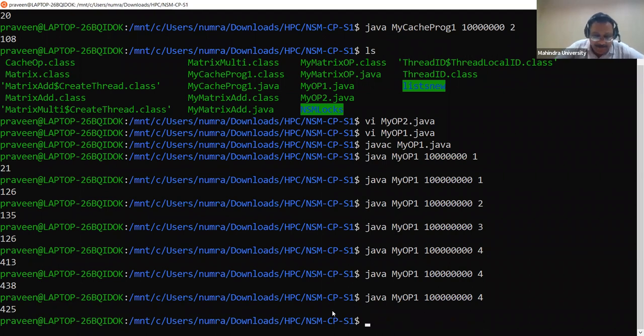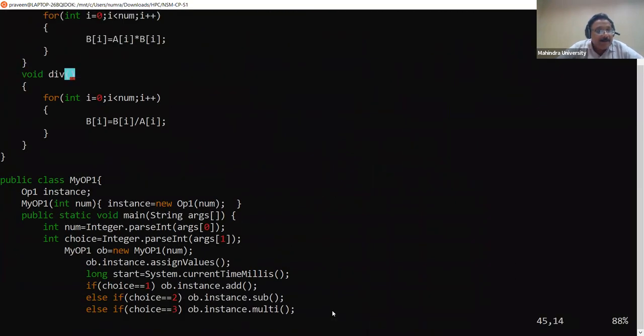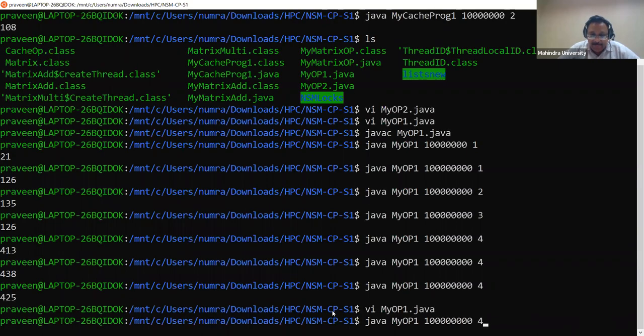Here, I would like to change the piece of code. In myop1.java, the division operation actually takes more time, right? Okay. I'm going to divide B of I by 4. B of I equal to B of I by 4. Let us see.